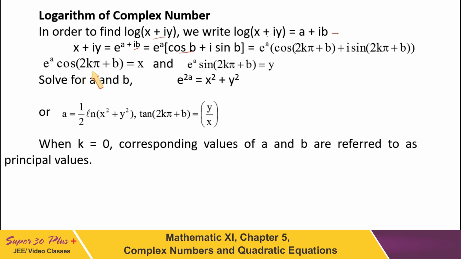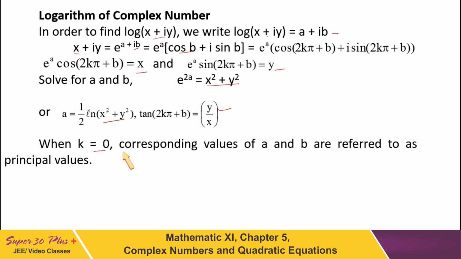e to power a cos of 2k pi plus b is equal to x, and e to power a sin of 2k pi plus b is equal to y. After comparison, we can find the value of x and y like this. Solving for a and b, we can obtain e to power 2a is equal to x square plus y square, or a is equal to 1 upon 2 ln of x square plus y square, and tan of 2k pi plus b is equal to y upon x.